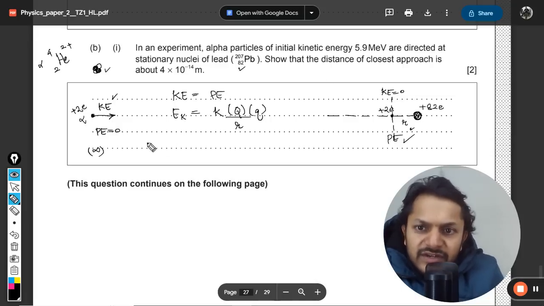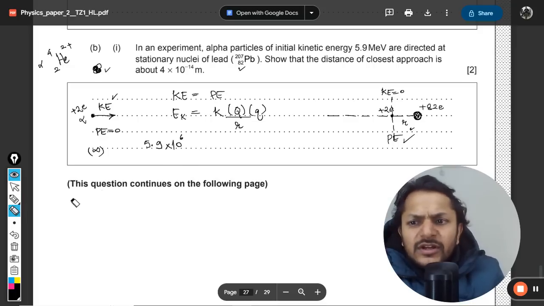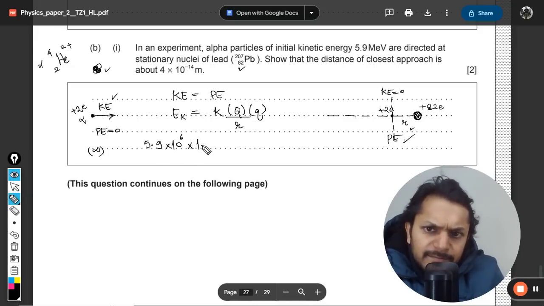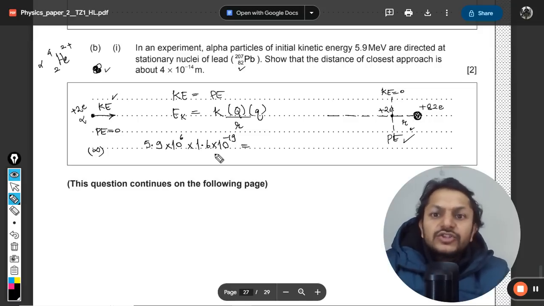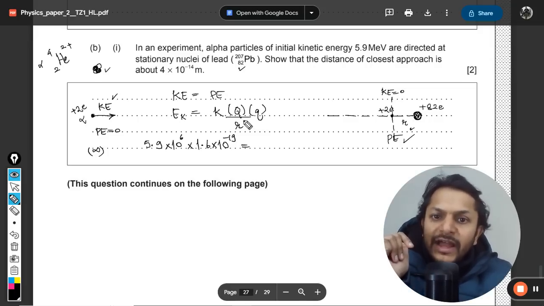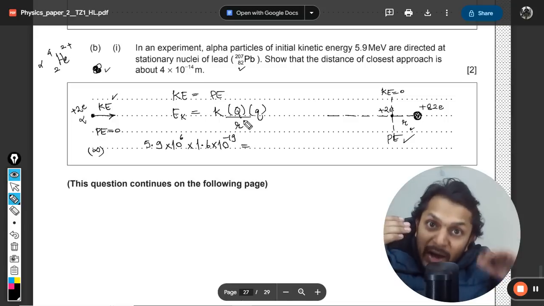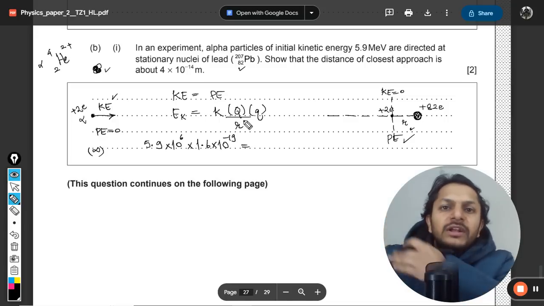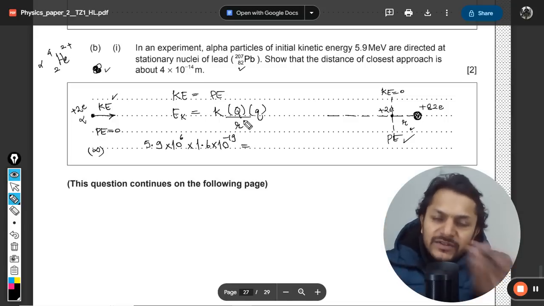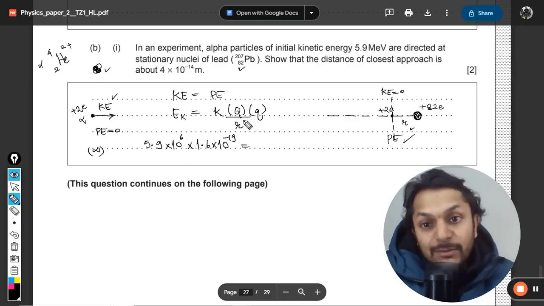Now kinetic energy is given as 5.9 into 10 raised to power 6 eV. So eV has to be converted into joule. On the left hand side you have the energy and the unit is electron volt. On the right hand side you have the potential energy and the unit is joule. So either you divide joule by the charge on electron, or you multiply the kinetic energy with the charge of electron. Anyways, it is the same thing because we want the same unit on both sides.